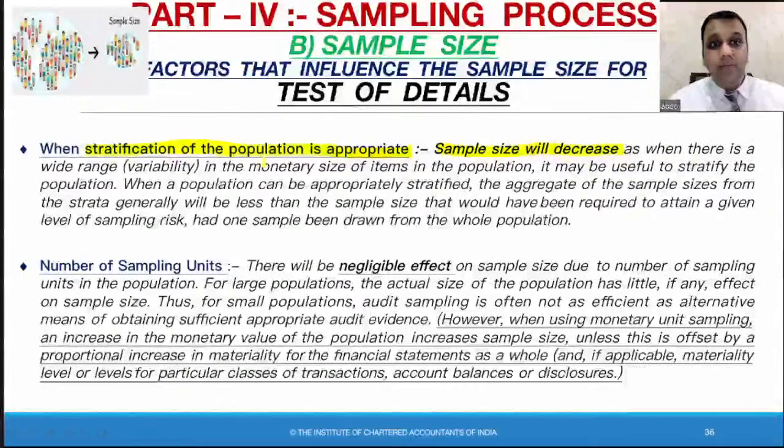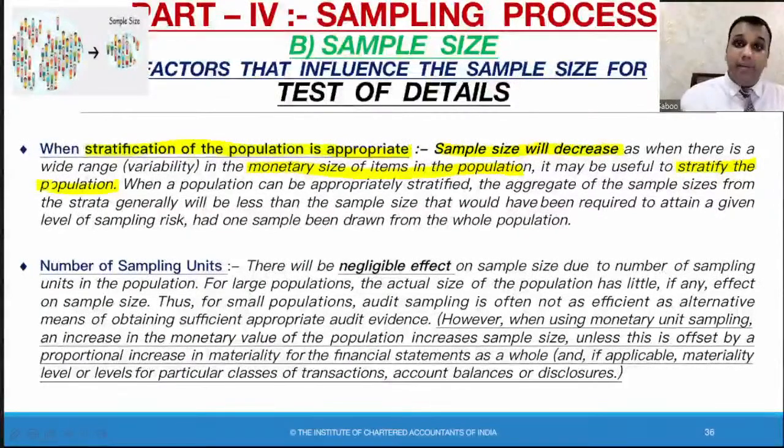When there is variability in the monetary size of items in the population, it may be useful to stratify the population because we have variety in terms of monetary value. So if I have divided my population appropriately into homogeneous items, I won't require a much bigger sample size.